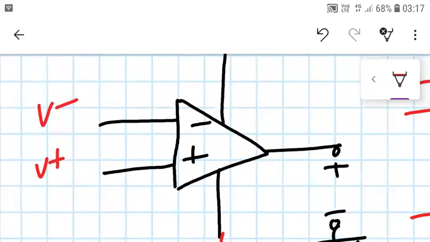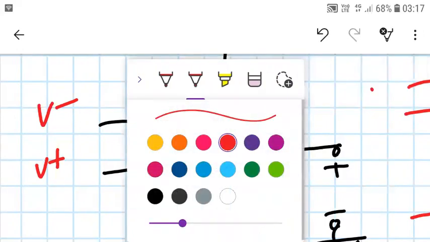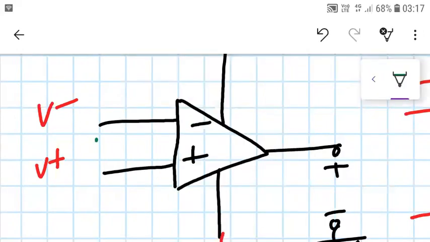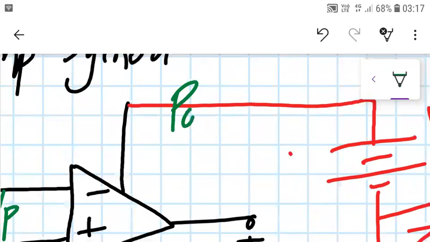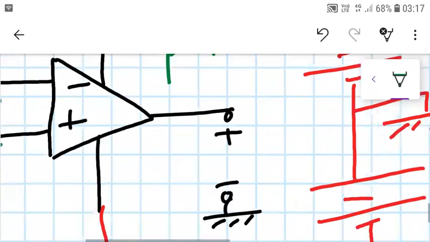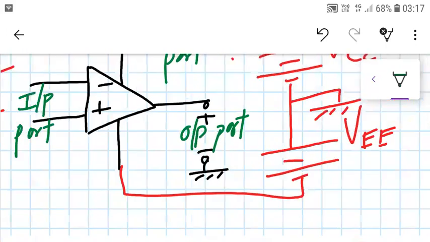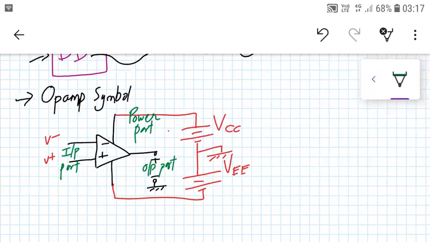So now let me write the different ports available over here. So this is my input port. That's my power port, and this is my output. So that's how the Opamp symbol looks like.